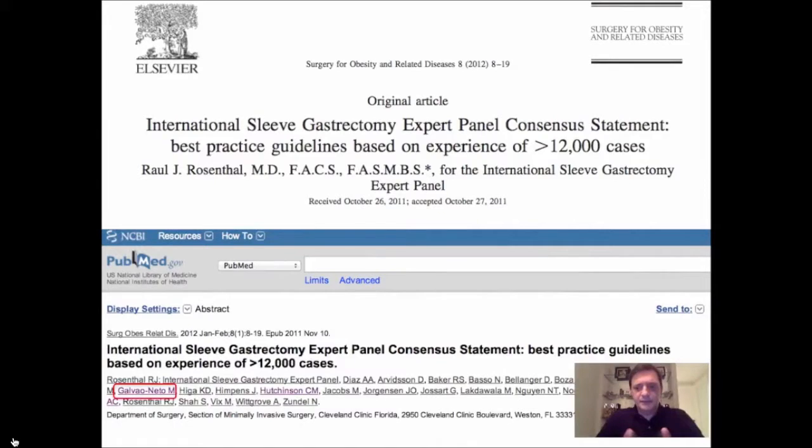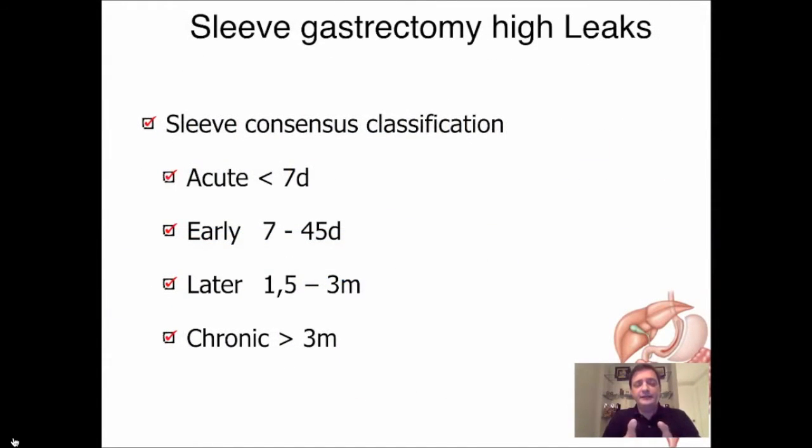There is a classification that is broadly used nowadays, that comes from the International Sleeve Gastrectomy Expert Panel consensus statement, and we took part in it. It divides the leaks in terms of timeline into acute, up to 7 days; early, from 7 to 45 days, that's 1.5 months; late, from 45 days up to 3 months; and chronic, when it is referred after 3 months.